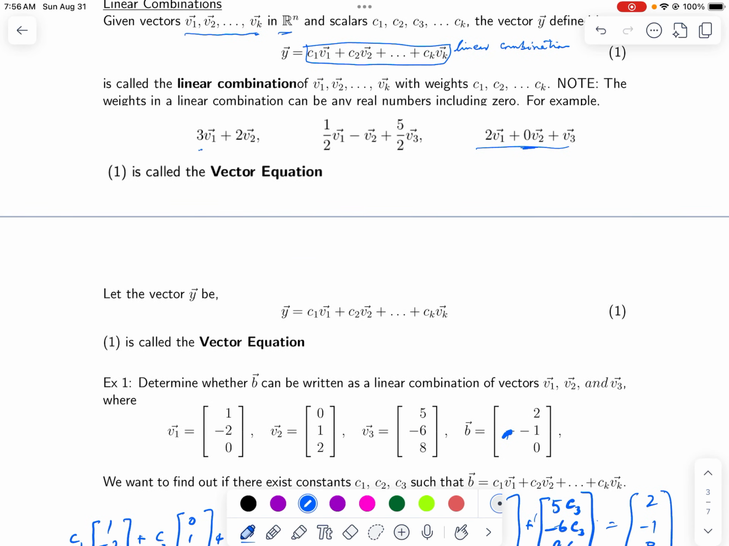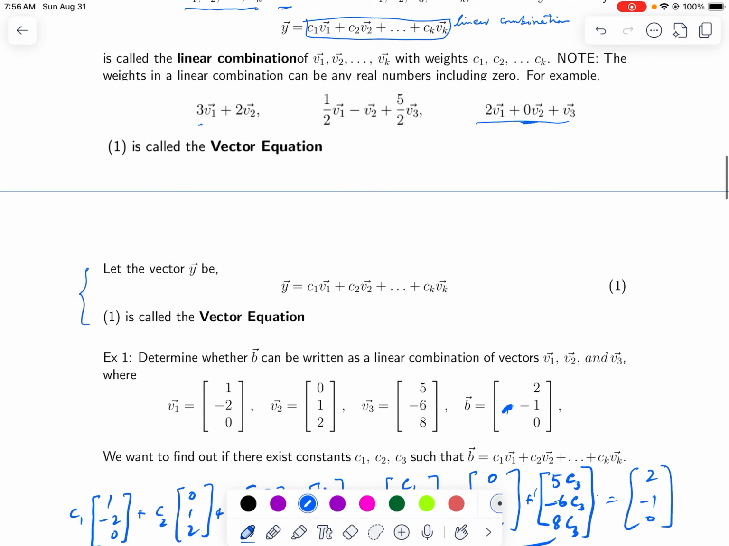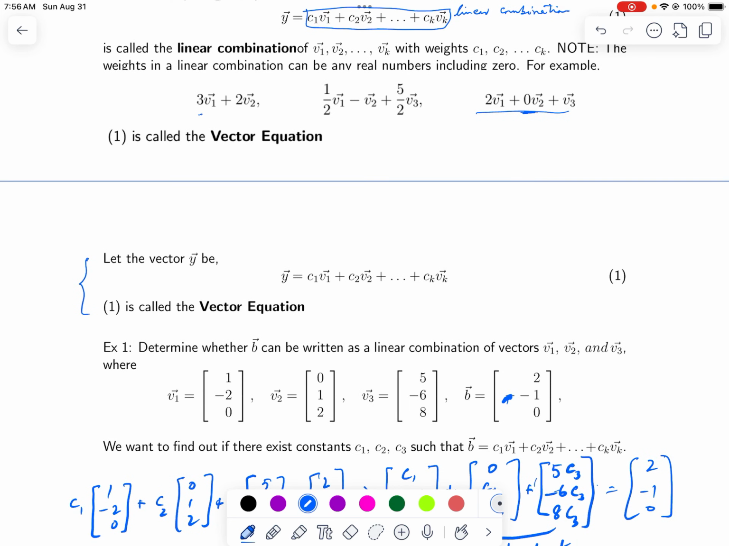Okay, so the same thing I have repeated here. For example, if we are asked to determine whether a vector b can be written as a linear combination of the vectors v1, v2 and v3. So we are given v1, v2, v3, and we want to see if the vector b, which is 2, negative 1, 0, can be written as a linear combination of v1, v2, v3.